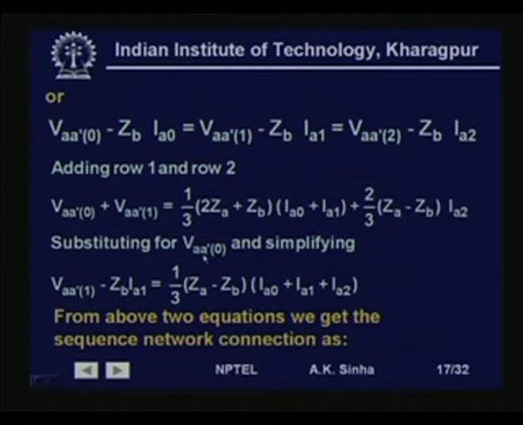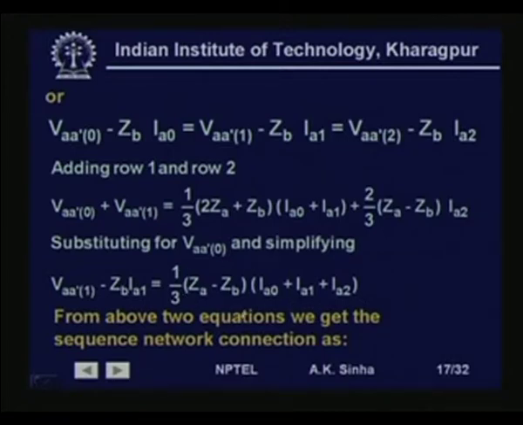Now, substituting for VAA dash 0 and simplifying, that is, from here we can substitute the value by putting this on this side and simplifying, we will get VAA dash 1 minus ZB into IA1 is equal to 1 by 3 ZA minus ZB into IA0 plus IA1 plus IA2. That is, what we have done is substituting the value of this here from this one, and then we will get this VAA dash 1 minus ZB into IA1 is equal to this term.